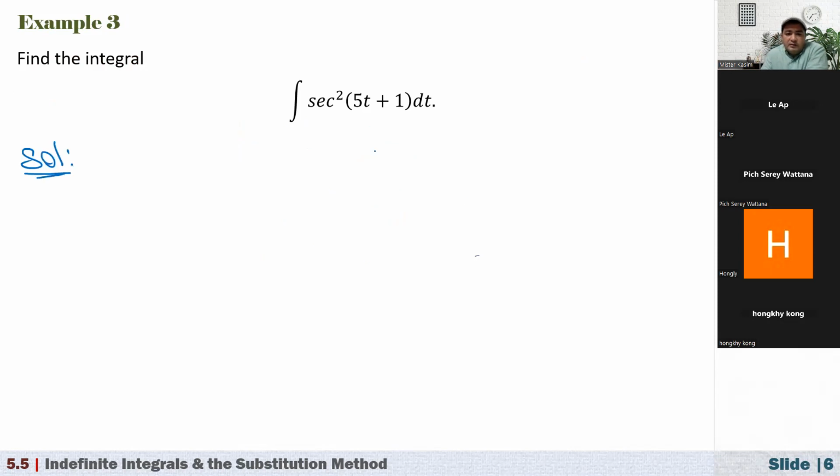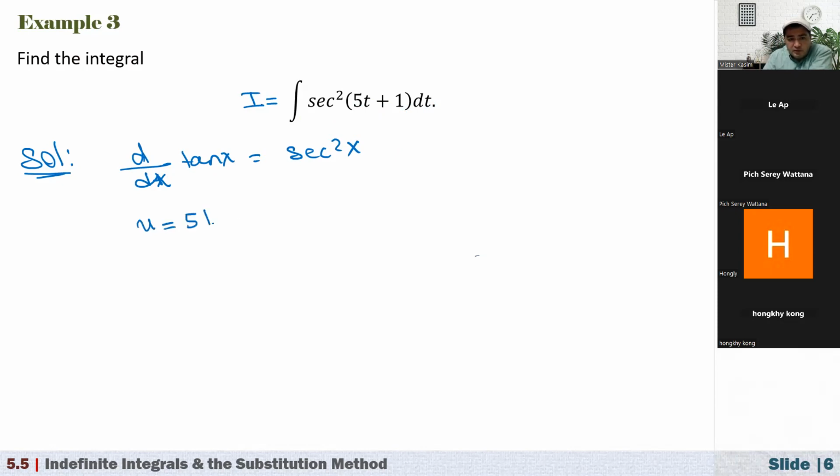Okay, how do we integrate this? Again, let me just label this by I, secant squared of 5t plus 1, right? And if you remember, what is the derivative of the tangent function? The derivative of the tangent function is equal to secant squared of x, right? But here we do not have secant squared of x, but here we have secant squared of 5t plus 1. So how can I change this into this form? Again, we are just introducing this new variable to substitute this 5t plus 1.